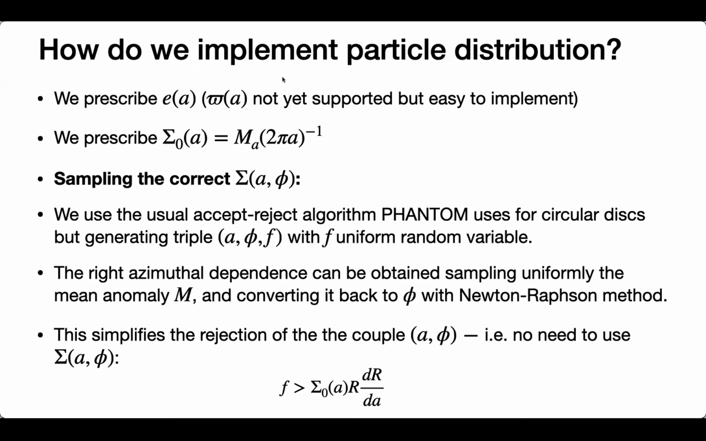But then, instead of sampling phi with this weird distribution that comes from that complicated quantity, the Jacobian, we use the mean anomaly, which is another angle, a quantity used a lot in celestial mechanics, that allows you to pass from an angle that is defined as evolving in time with a linear evolution.